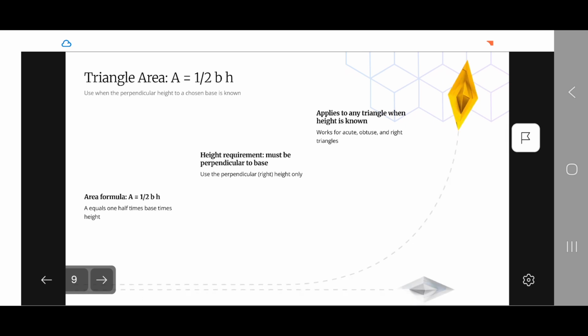So, triangle area. Area equals half times base times height. Use it when a perpendicular height to a chosen base is known. A equals 1/2 times base times height. The height must be perpendicular to the base. Use the right height only. It applies to any triangle when the height is known. It works for acute, obtuse, and right triangles.